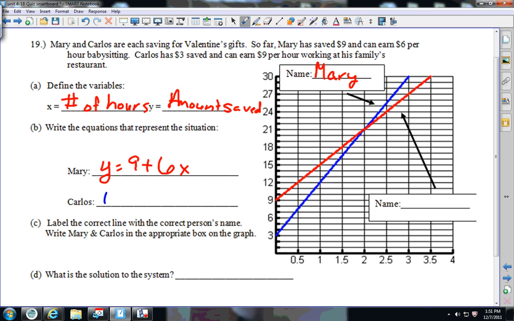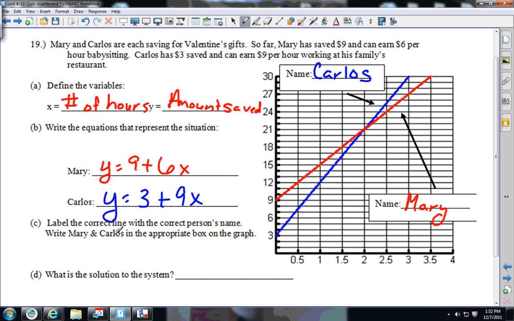Now, Carlos, he only has $3 starting off, but he can earn $9 per hour. See, starting at 3. Oh, I got the wrong one. Why didn't y'all tell me? The red line right here is pointing to Mary's. The blue line here, starting at 3, comes up here. I didn't see where the arrows were. That's Carlos.